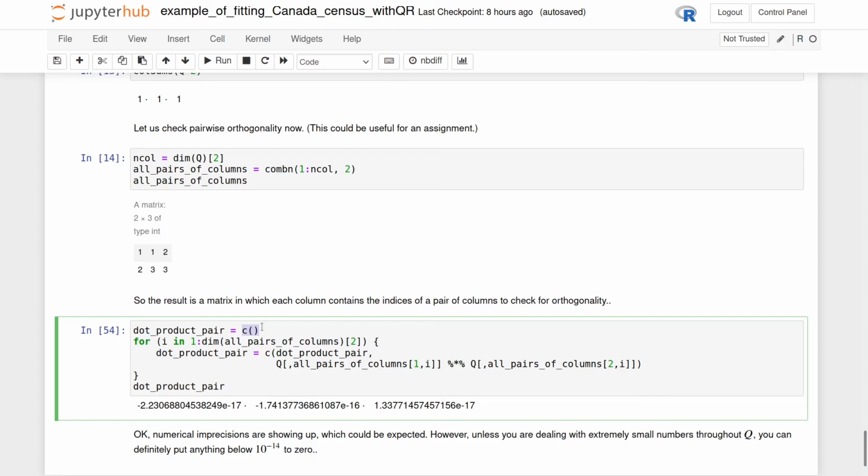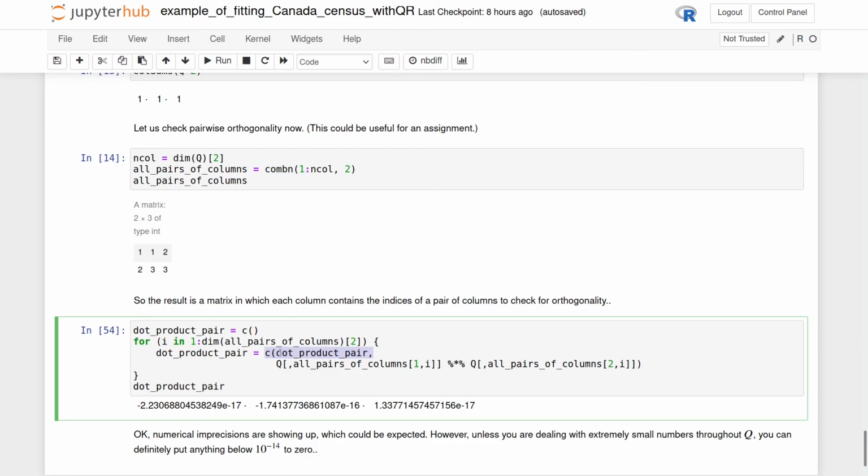So I start with an empty vector, and then for each column in this matrix, so this is the dimension of a pair of columns, 2, so that's this dimension here, I am going to take the dot product of Q, the first column that's indicated here, and a column that's indicated here. So when i equals 1, I'm comparing 1 and 2, when i equals 2, I'm comparing 1 and 3, and when i equals 3, I'm comparing 2 and 3. And what I do is I add this to this vector that started up empty. So I'm sort of recursively adding to the vector. It's actually not recursive, but you see the idea.